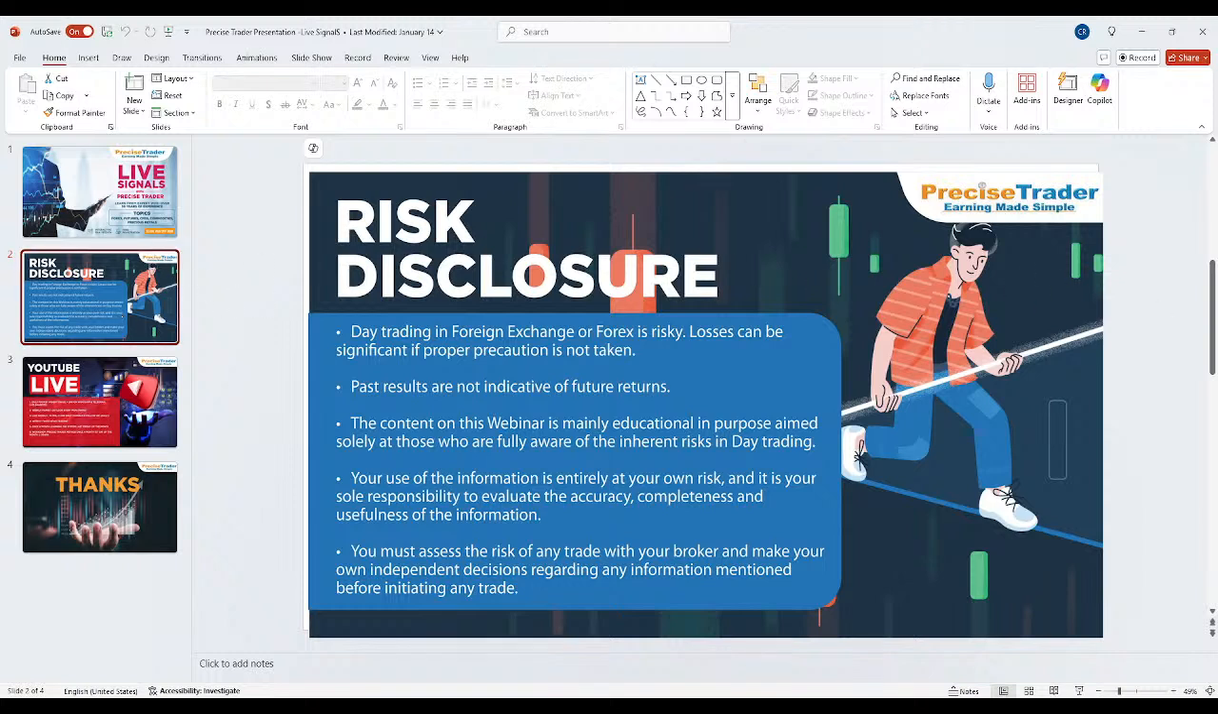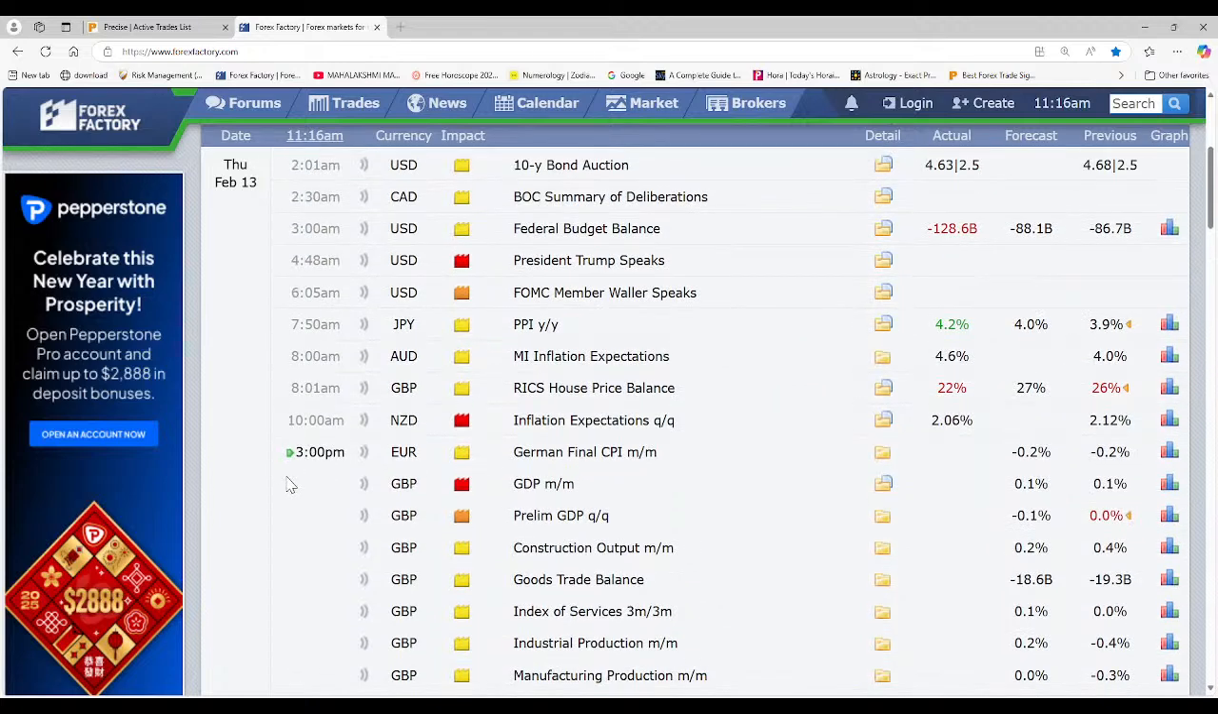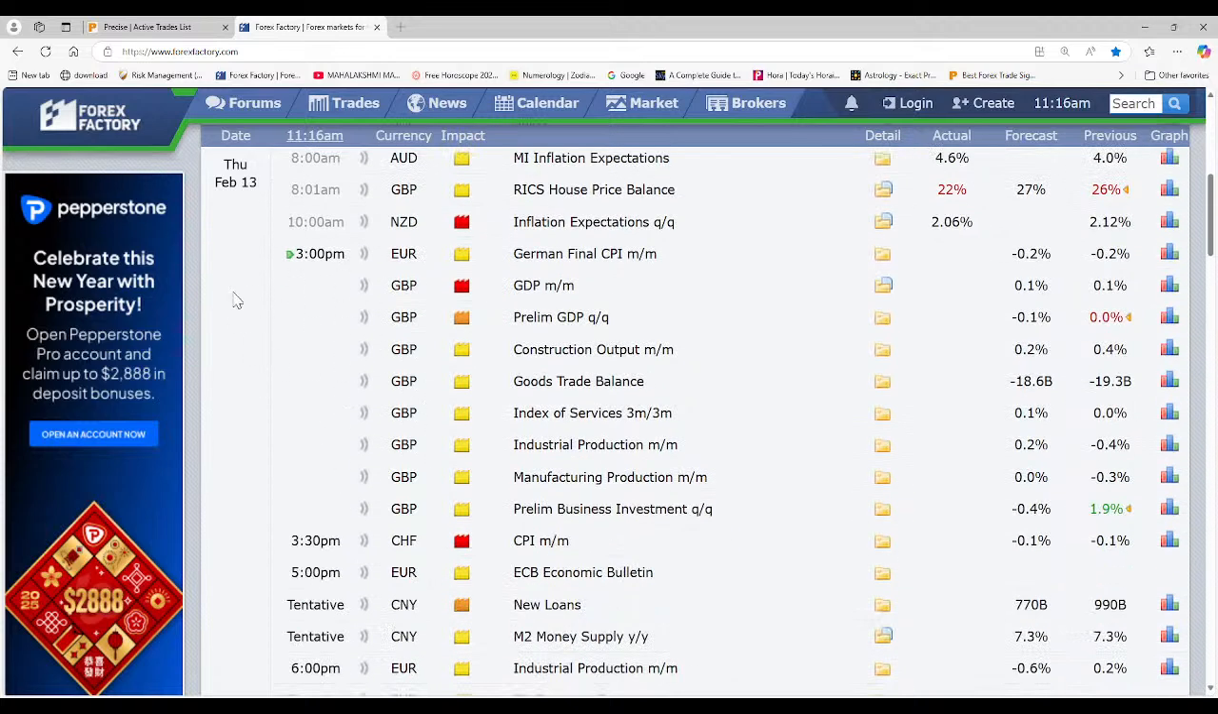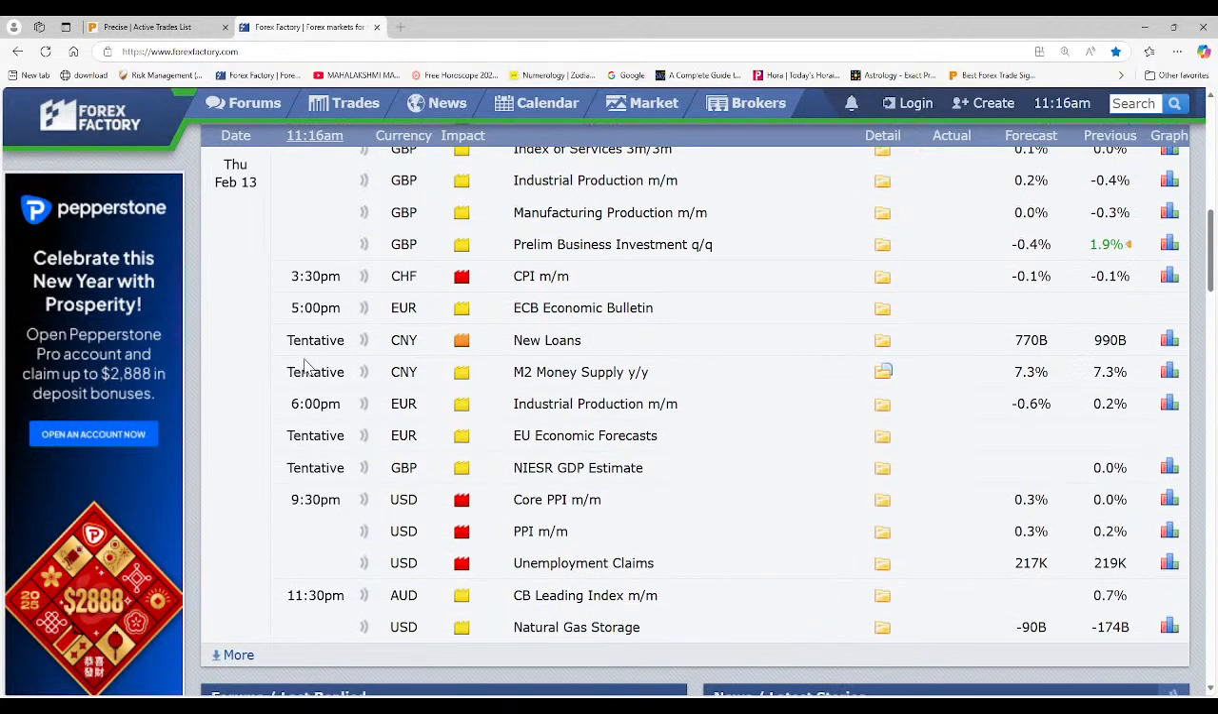So with that, I think we move on to our live analysis. The key data out tonight is the pound GDP data, which is out at 1500 hours, and we also have the Swiss CPI month on month, which is out at 1530. Then followed by core PPI and unemployment claims from the US.